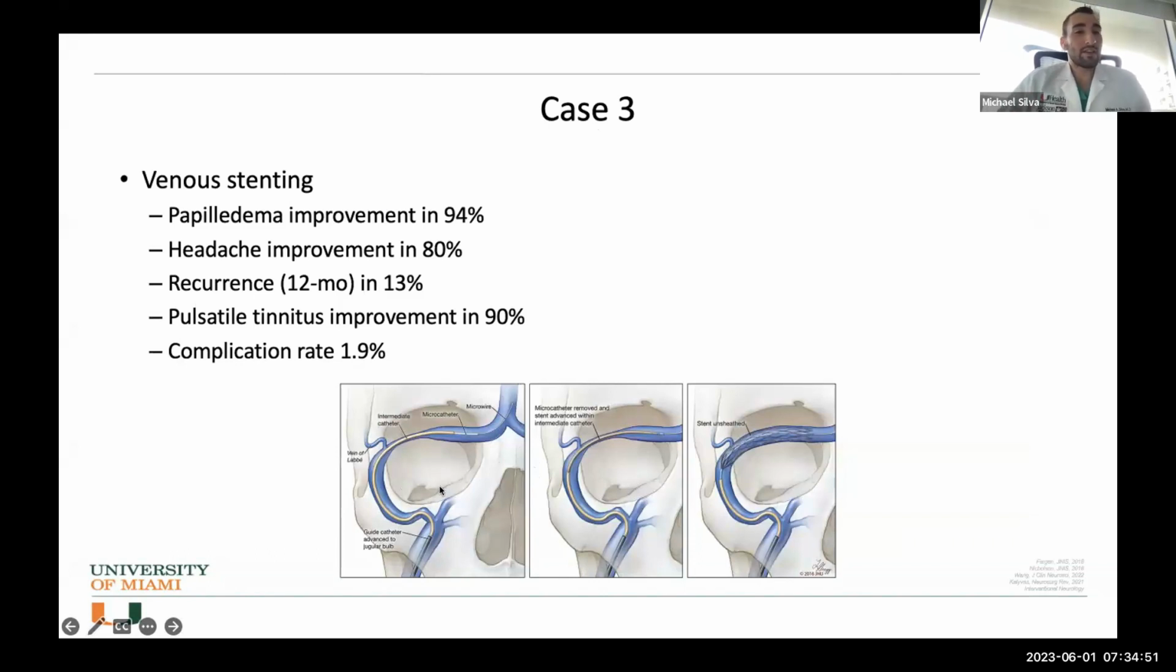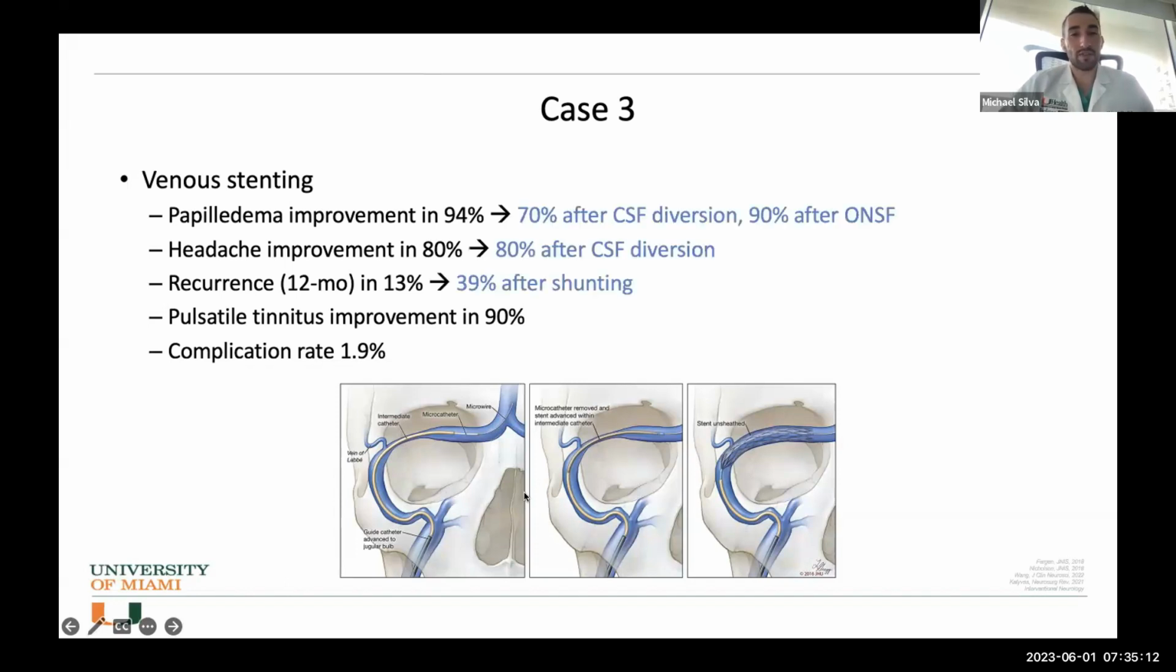The data out there is growing, and we're not quite there yet with definitive randomized controlled trials, for instance, but this is what mostly retrospective data has shown. Papilledema improved in 94%, other symptomatic improvement also with good benefits, and a low rate of recurrence. Again, these are pulled from different studies, but at least similar, in some cases better than CSF diversion.